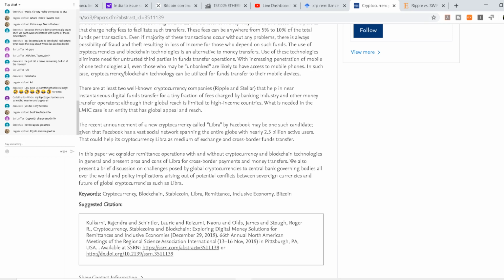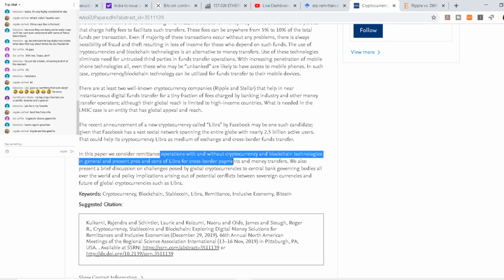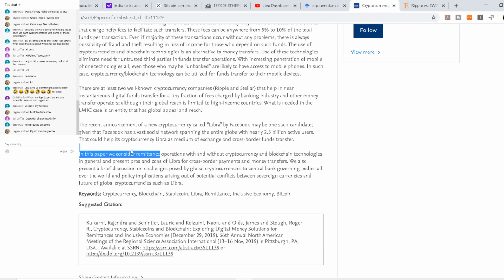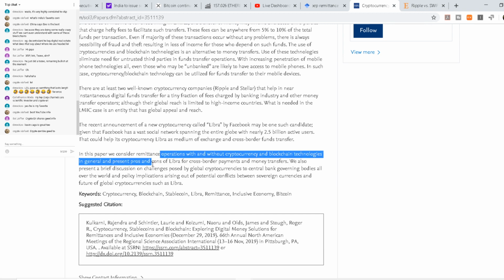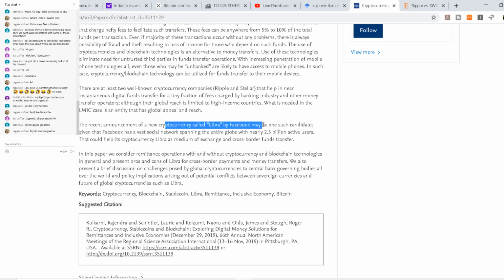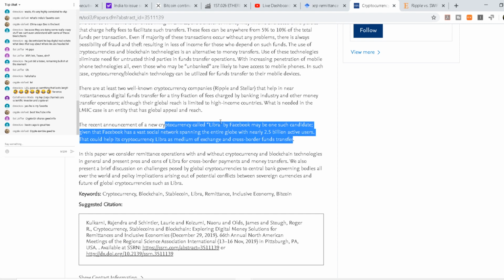Here in this paper, we consider remittance operation with and without cryptocurrency and blockchain technologies in general, and present the pros and cons of Libra for cross-border payments and money transfers. So this is after Libra, they are considering that. We also present a brief discussion on more topics. A recent announcement on the new cryptocurrency Libra by Facebook may be one such candidate. Yes, they are actually looking at this.